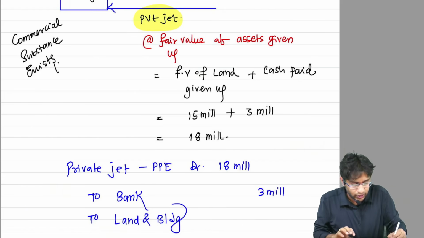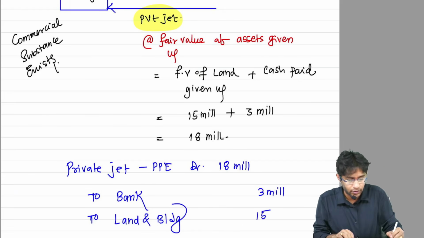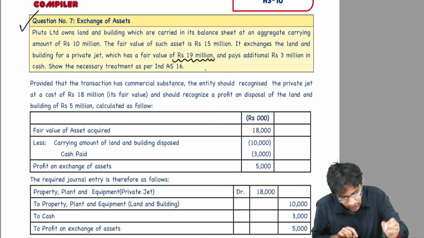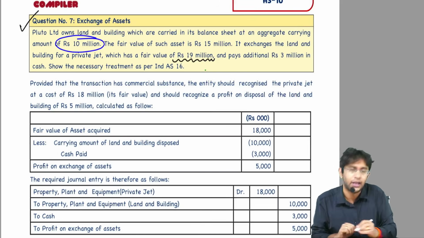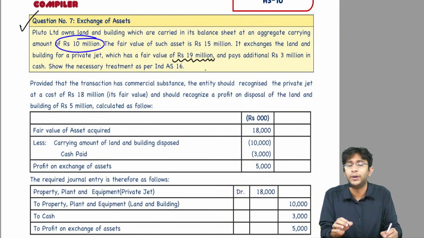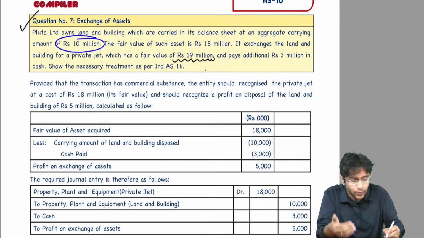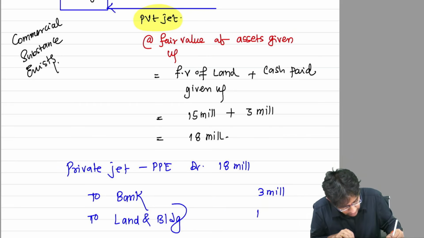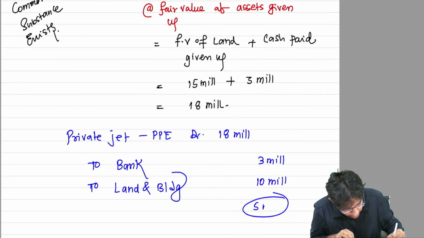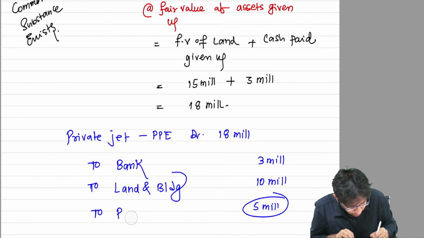Careful, don't write 15 million here. This is wrong. Land and building in our books is appearing at what value? Land and building in our books is appearing at 10 million. You have to remove land and building from your books of accounts. So land and building must be eliminated at its book value. Be very careful with that. Entry does not tally. This 5 million will go off to your profit and loss account.